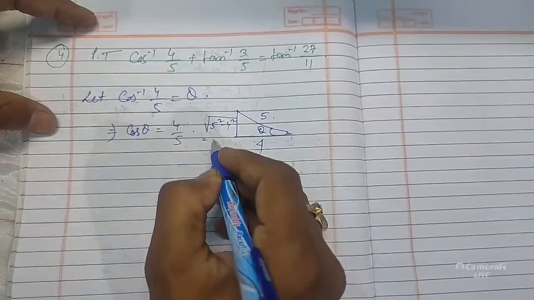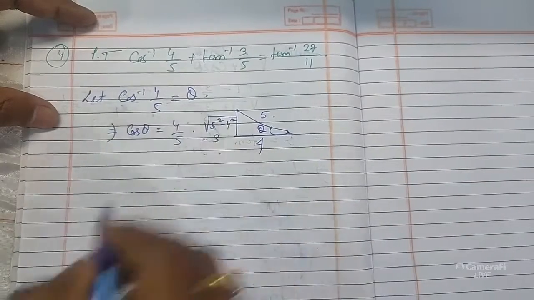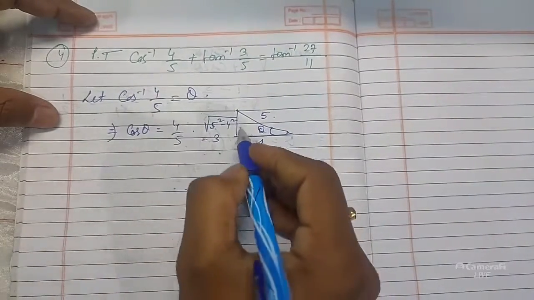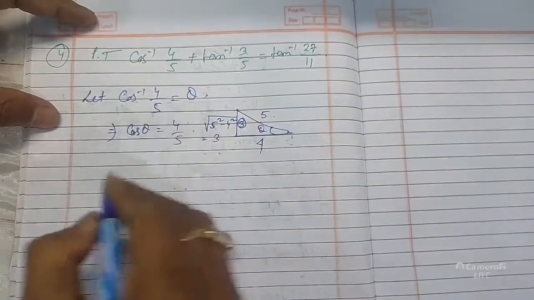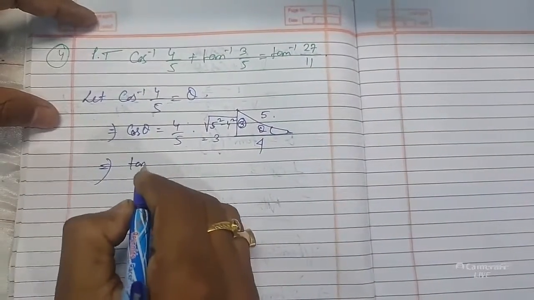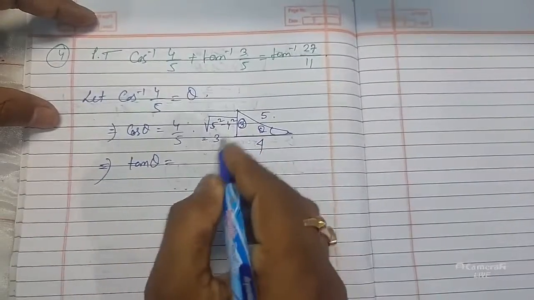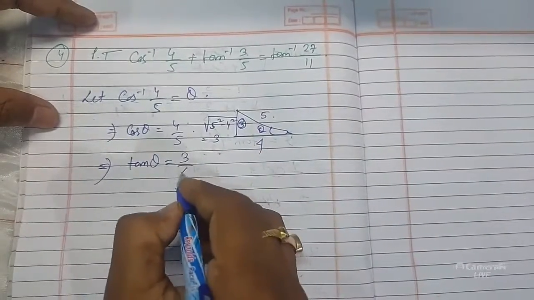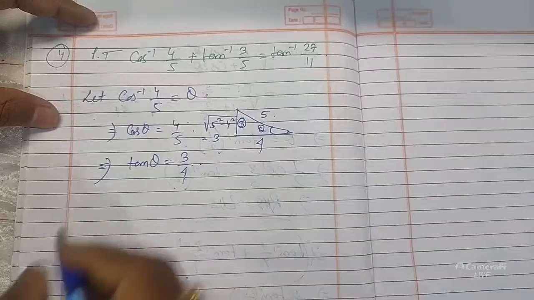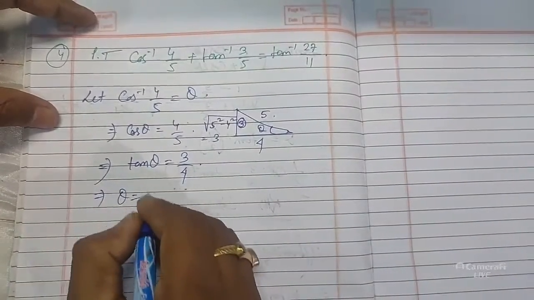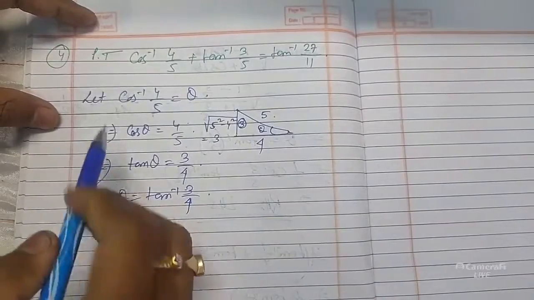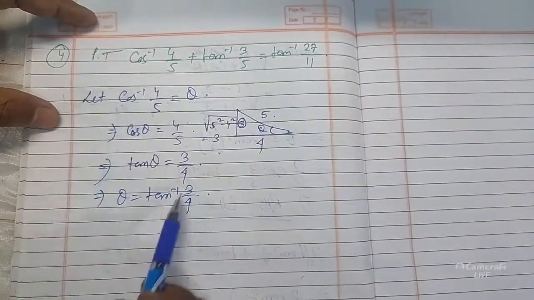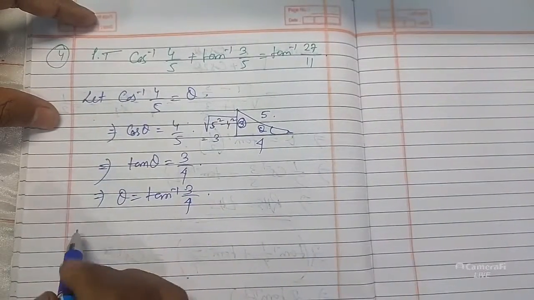25 minus 16, that is 9. So root under 9 means 3. So perpendicular is 3. So what will be the value of tan theta? Tan theta is equal to perpendicular by base, 3 by 4. That means theta equals tan inverse 3 by 4. So cos inverse 4 by 5 means tan inverse 3 by 4.